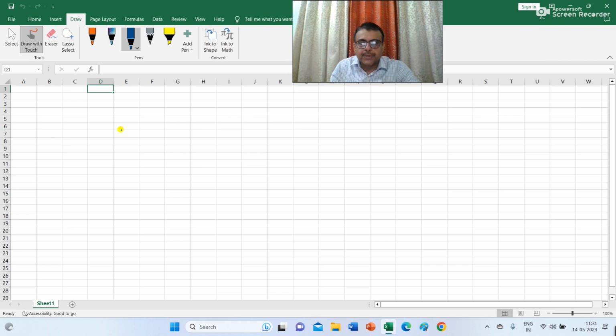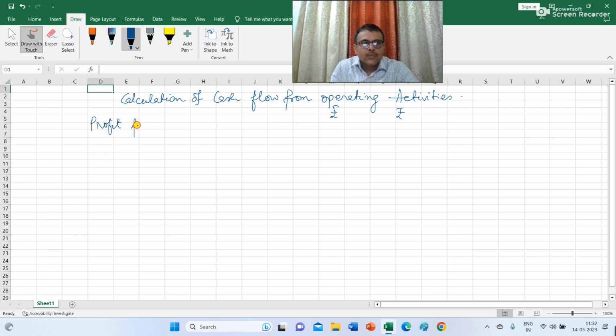So here we are going to prepare the cash flow from operating activities or cash from operations. So I am writing calculation of cash flow from operating activities. So the profit for the year has been given, which is after charging depreciation for rupees 10,000. So I have to write it here. Profit for the year after charging depreciation is rupees 10,000.